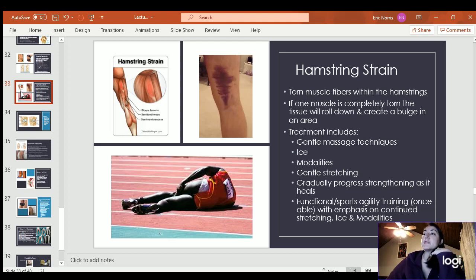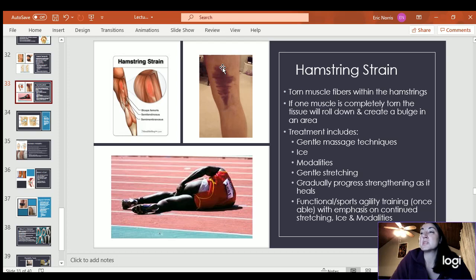With a hamstring strain, those are just torn muscle fibers in the hamstring. If one area completely tears, it will actually roll up and you'll see a bulge in that area. If it's bad enough, it could be something that might be surgically fixed. I typically do not see that because there are three muscles back there, biceps femoris, semitendinosus, semimembranosus, and even if one is torn, the other can help take over where that deficit is. So typically, I don't see it surgically repaired, but it is a possibility if it's torn bad enough.